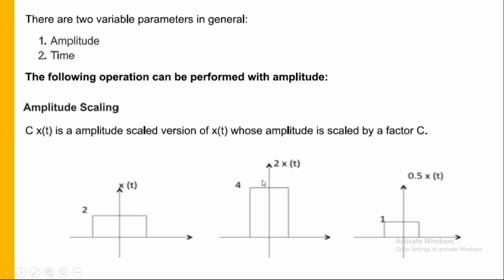That means I'm multiplying the amplitude of x of t by 2. Then it becomes 2 into x of t. The previous signal amplitude is multiplied by 2 times. Now see the third waveform. Here I reduce the amplitude. Earlier the amplitude was 2, and the improved amplitude was 4. Now in this case, the amplitude is decreasing. So try to understand the terms here: x of t, 2x of t, and 0.5x of t.